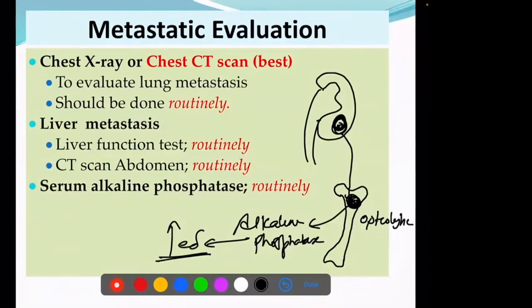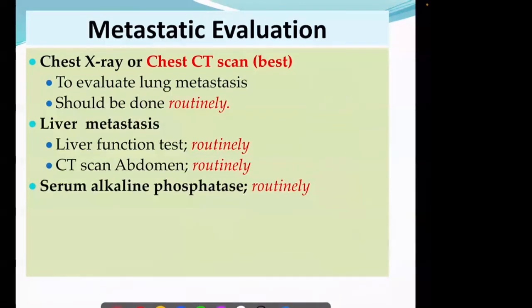So once we suspect there is a bone metastasis by seeing the alkaline phosphatase raised, we can do other investigations like a bone scan to see the bone metastasis. That's why alkaline phosphatase is a test that we do in our blood, right? So by doing a blood test for alkaline phosphatase, we can have an idea regarding whether there is a bone metastasis or not. So this should be done routinely.